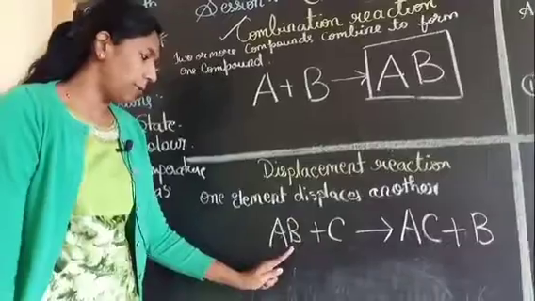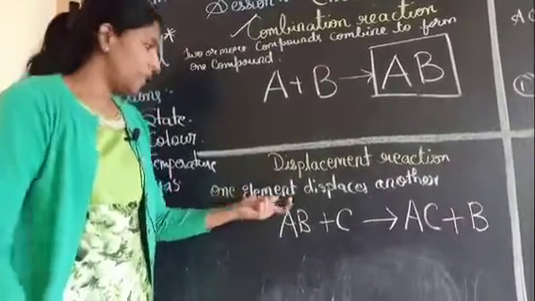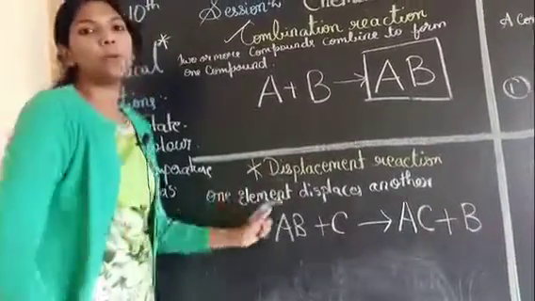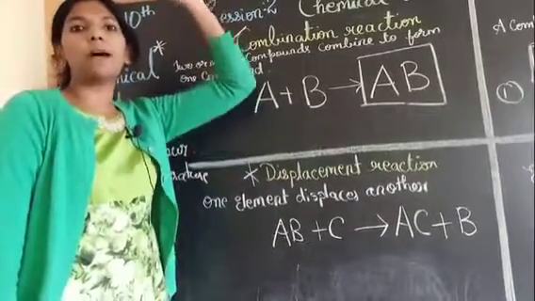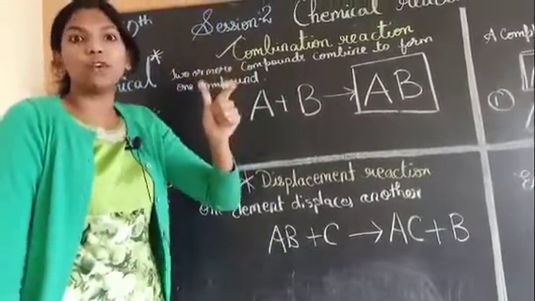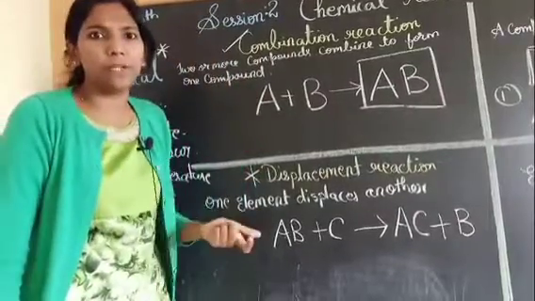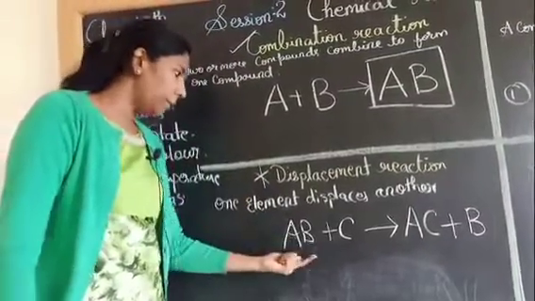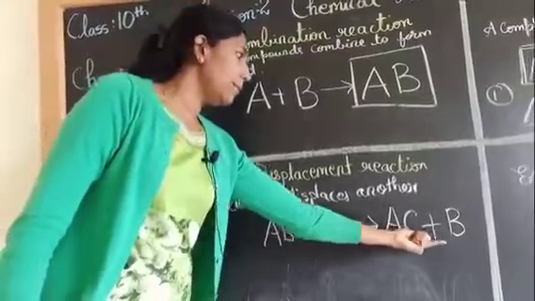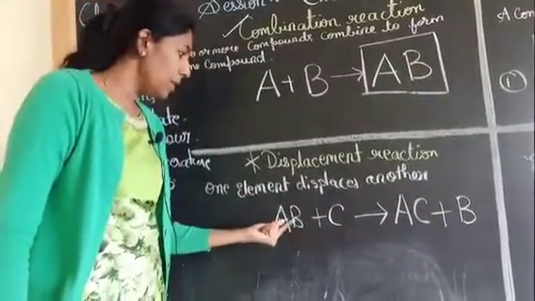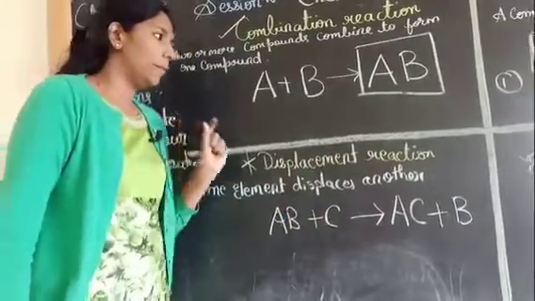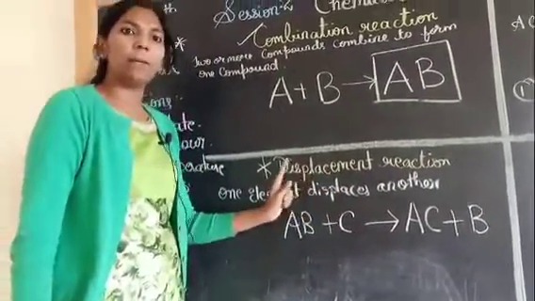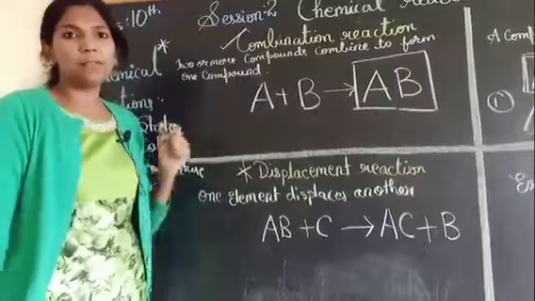So in the case of displacement reaction, you have to remember the reactivity series, where stronger metals are placed at the top. Why stronger elements? Because they are more reactive. So AB plus C gives AC plus B. You have to remember, one element is displacing the other one, so you have to remember the reactivity series.